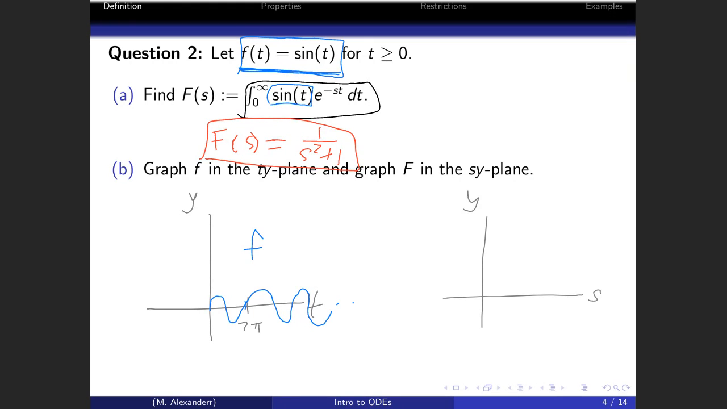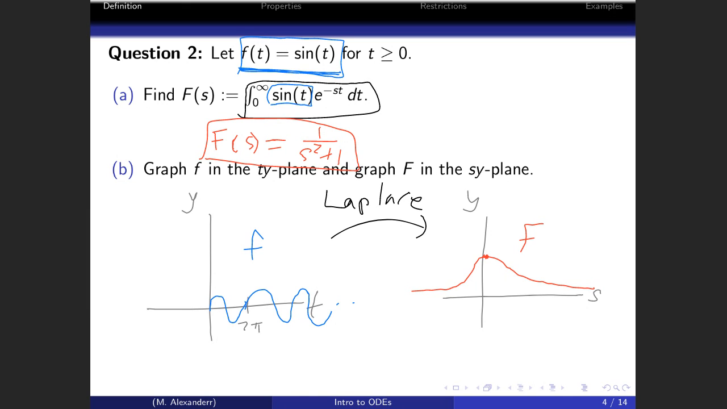And now we want to graph the red function. If you either get a calculator or do this by hand, then your graph will look something like this, like a little mountain. And the peak is at 0. So that's the graph of capital F. And what the Laplace transform does is that it transforms or changes the blue function into the red function.